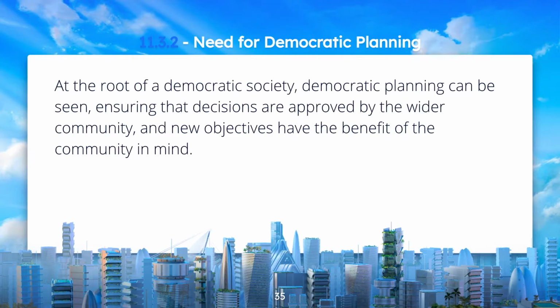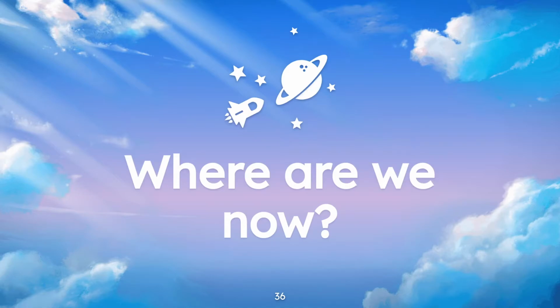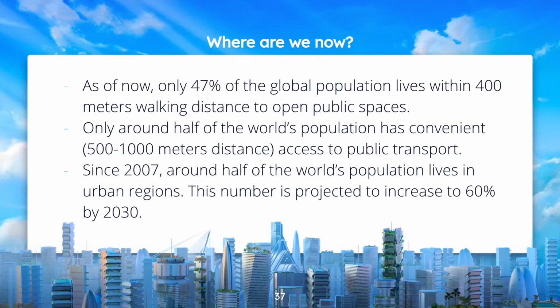A democratic vote is very important when making large-scale decisions for a community, such as increasing or decreasing funding, such as building a new public facility, such as a public library. It is important that people are able to have a say in these decisions because only residents know what they need. So then, where are we now? As of now, only 47% of the global population lives within 400 meters walking distance to open public spaces.